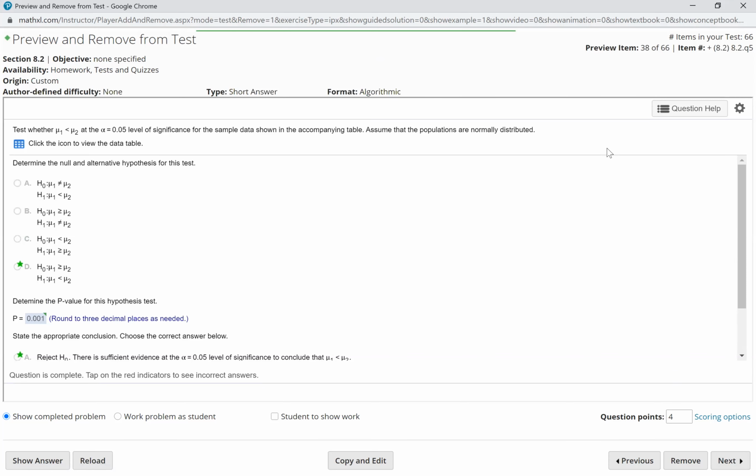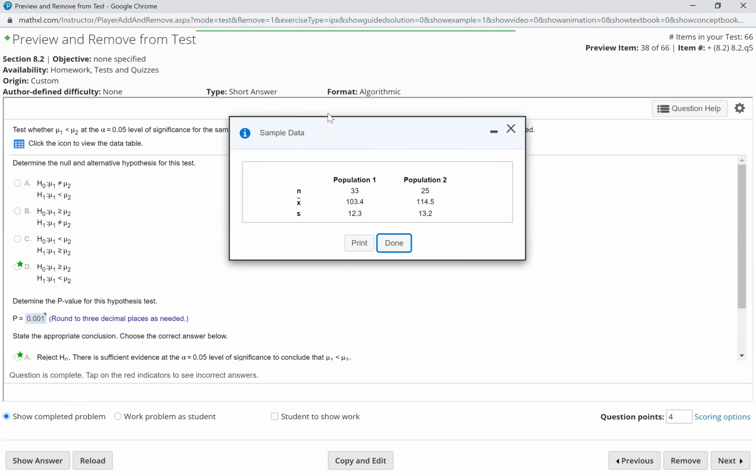All right, we're in chapter 8 now. So let's see what's in chapter 8. Test whether mu1 is less than mu2 at alpha equals 5% level of significance for the sample data shown in the outcome. Assume populations are normally distributed and click the icon to view the data table. So if you see anything in blue, guys, you must click on it if it asks you to do so.